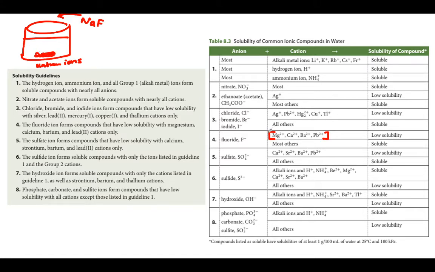Now, I don't know if it's going to be magnesium fluoride, calcium fluoride, barium fluoride, or lead fluoride, but I have to do additional tests to confirm that. But initially, I can try and narrow down what ions are present using these solubility rules so that I can confirm that there are certain ions present or not.